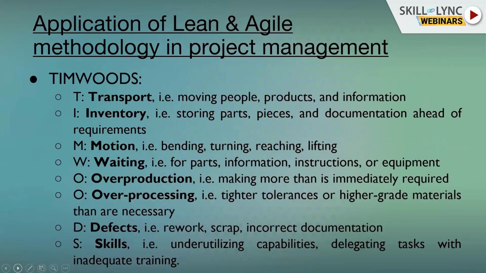Moving forward, now this is TIMWOODS. It's a way to remember the 8 areas of waste. Basically, these are the wastes: T for transport, and these are the elements involved in the transportation, moving people, products, information. Then I for inventory, then M for motion, then waiting, overproduction, overprocessing, defects, skills.